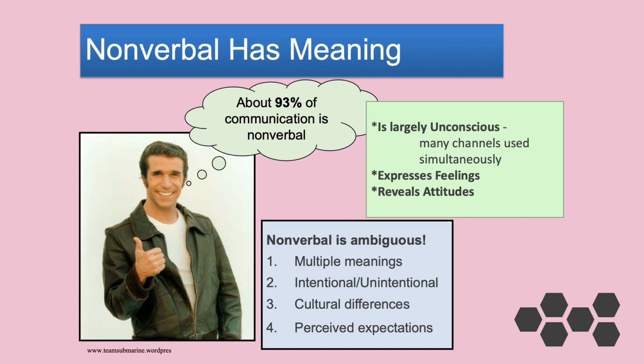But just to lay the foundation, nonverbal is mostly unconscious. It is communicated through many different channels, again, referring back to our first chapter on communication models. And we cannot consciously control all of those channels at the same time. It usually reveals or expresses our feelings and reveals our attitudes. So there's lots of potential meanings in nonverbal. It's very ambiguous, it's vague, it's hard to interpret. It can be intentional or unintentional. We can accidentally send messages.